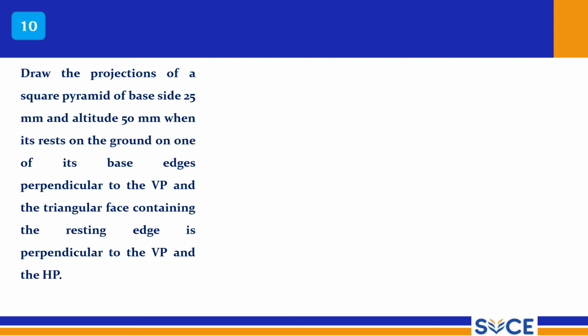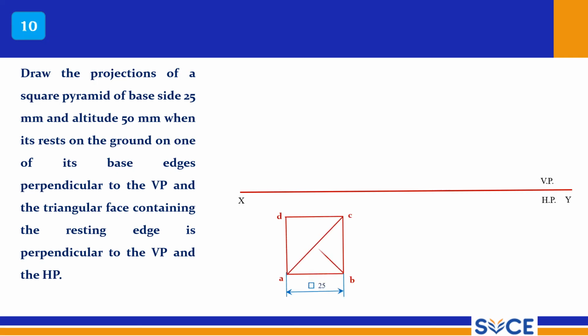Obviously the lateral faces of a pyramid are triangles. So that triangular face is perpendicular to both VP and HP, right? It is standing in such a way that the triangular face is 90 degrees to both VP and HP. That is the only clue to proceed in the second step, and there is no axis inclination given. This is a very simple problem, right? No angle is given.